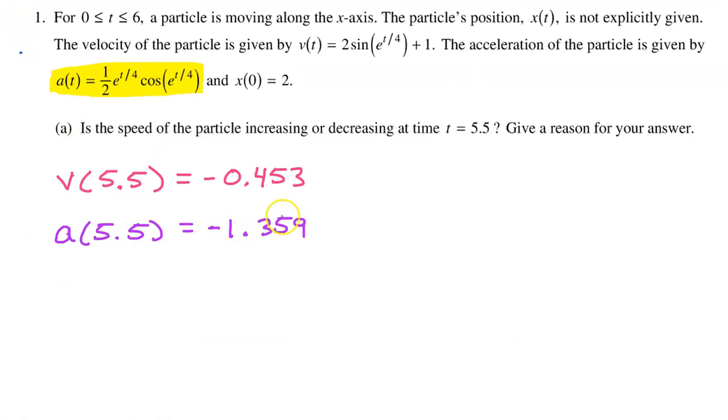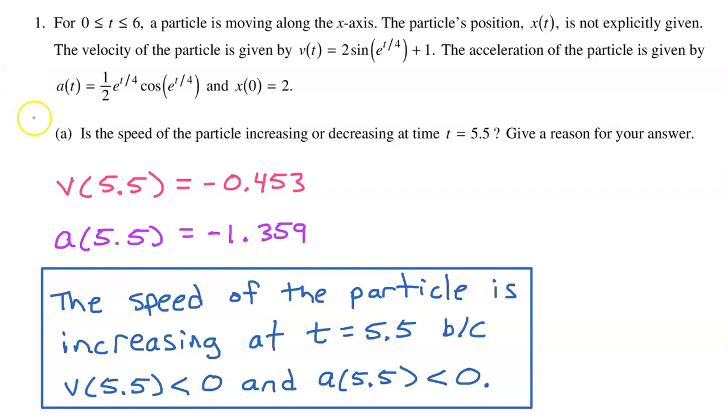As we saw on the calculator, the velocity at t equals 5.5 equals negative 0.453. The acceleration at t equals 5.5 is negative 1.359. The speed of the particle is increasing at t equals 5.5 because the velocity and the acceleration are both negative at t equals 5.5.